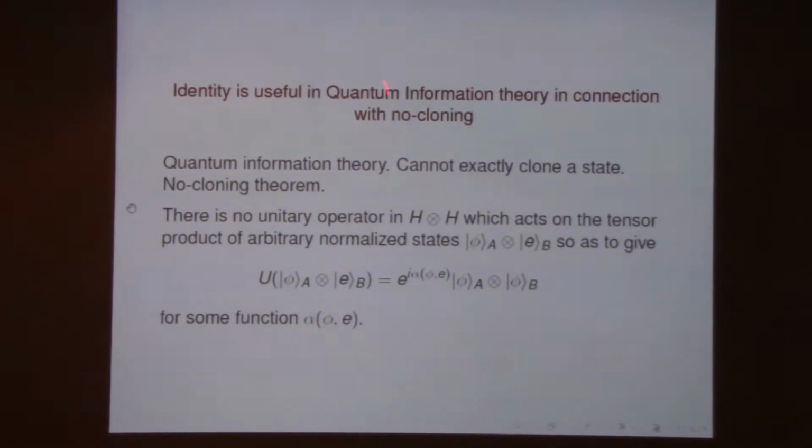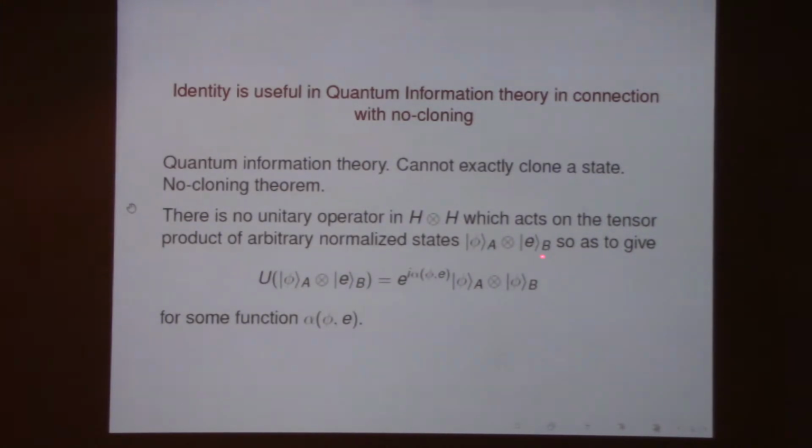So why was this useful in quantum information? This was useful in connection with no cloning. In quantum information, there's something called the no cloning theorem. You can't exactly clone a state. So there is no unitary operator on H tensor H which acts on the tensor product of arbitrary normalized states. So phi and E are normalized states in H, and you have a tensor product.